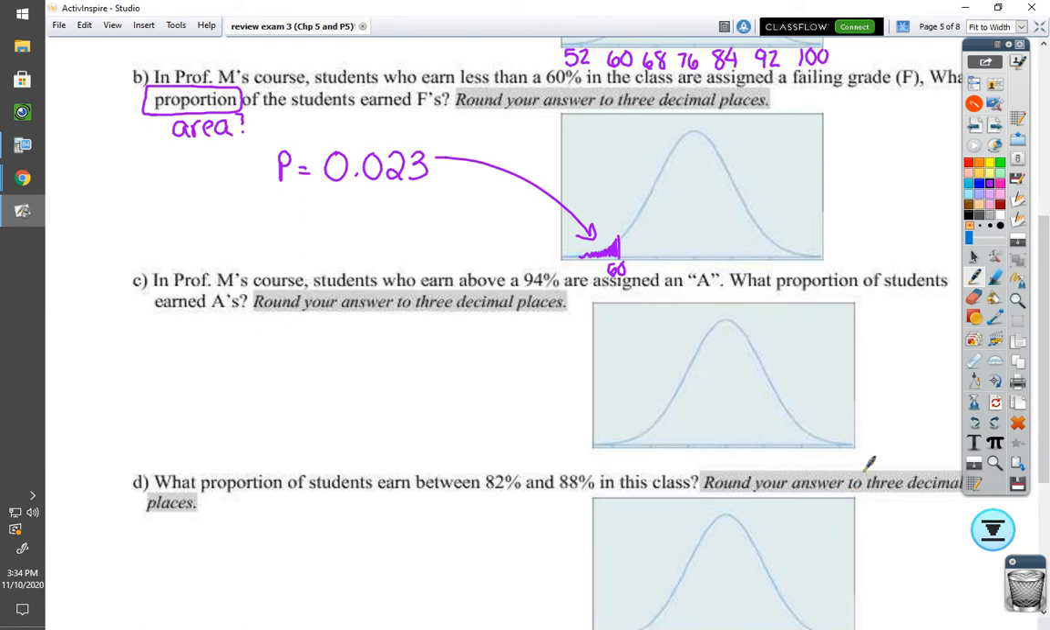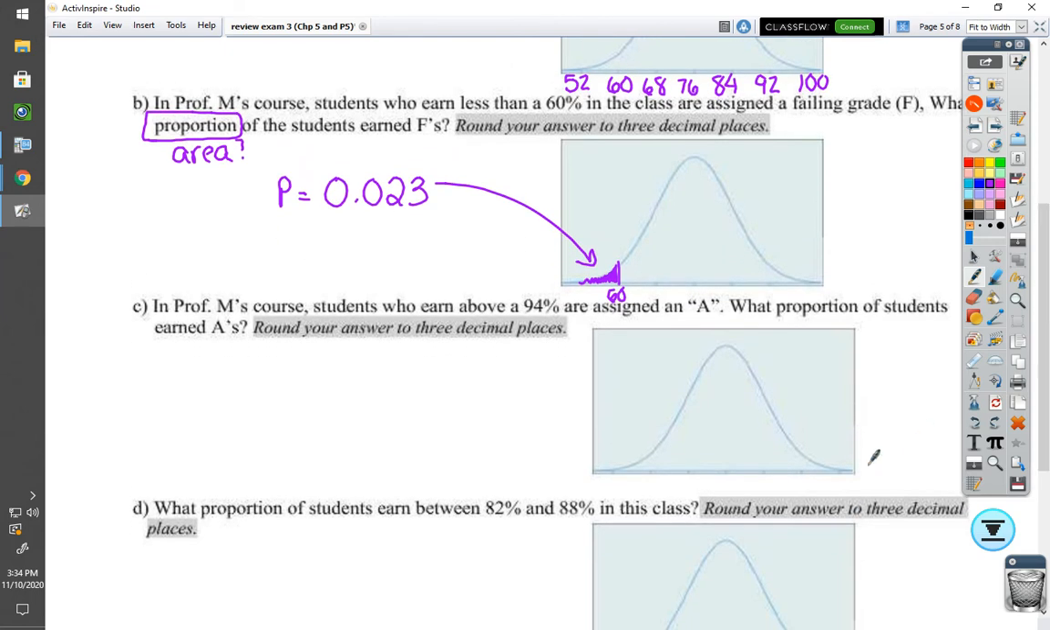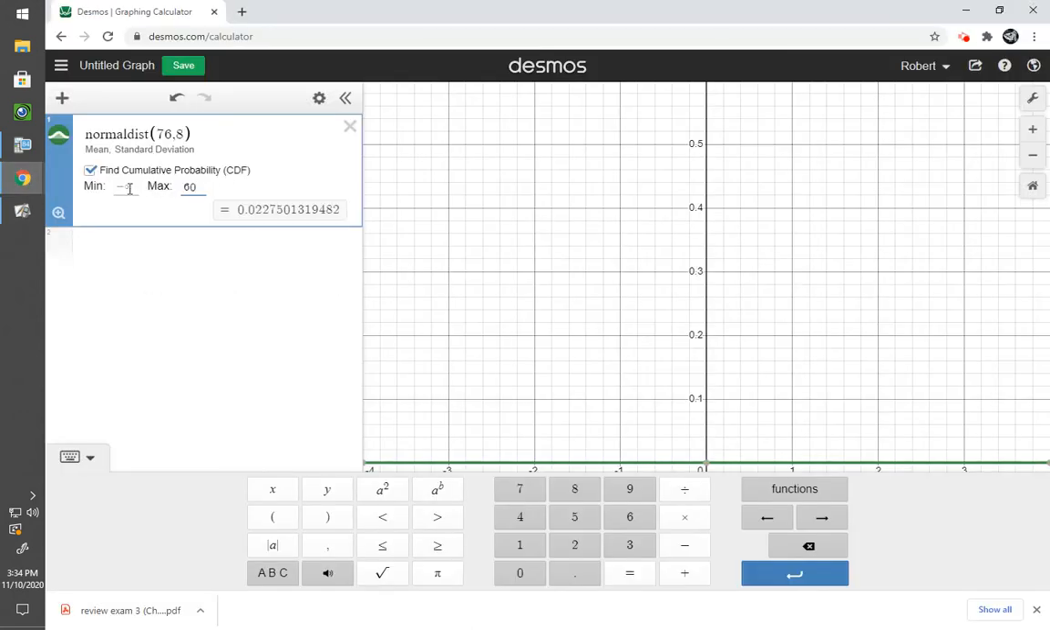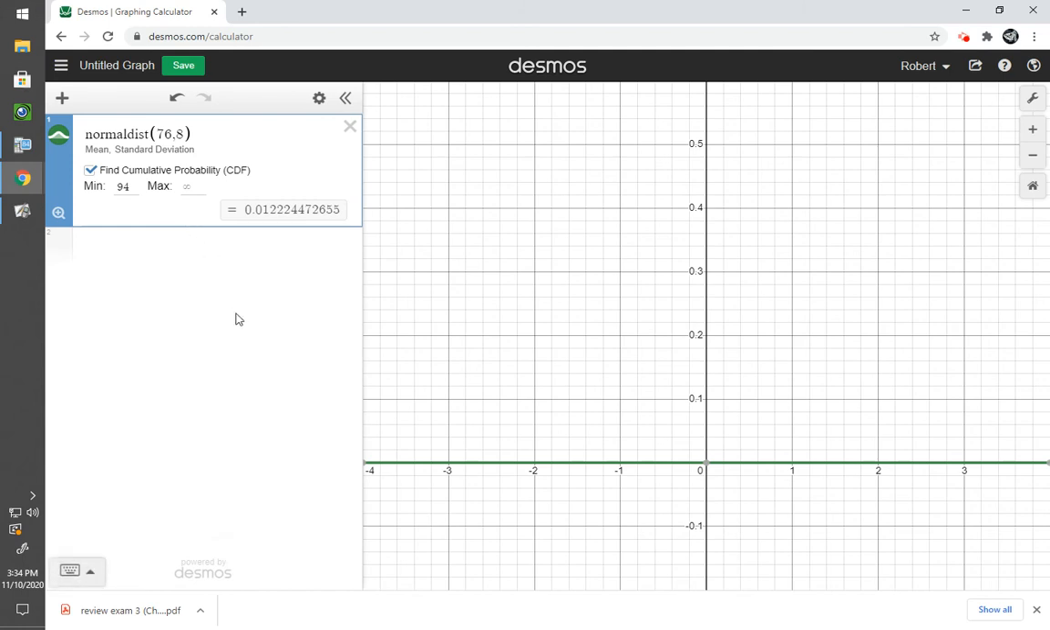Professor M's course students who earn above a 94%. Okay, so now we're going to find that cut score of 94. And 94 was somewhere around here. I'm going to put a 94 right there. And we're looking for scores which are higher than 94. I'm only going to do it in one area this time. I think I'll do it in Desmos this time. So I'm going to go from here. Now I want a score of 94 minimum, and I want that score to go to infinity. So I just click outside and go to infinity, and I get approximately 0.12.